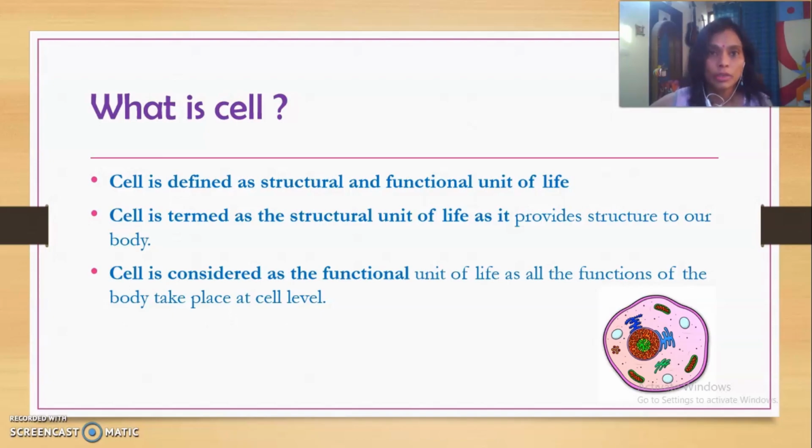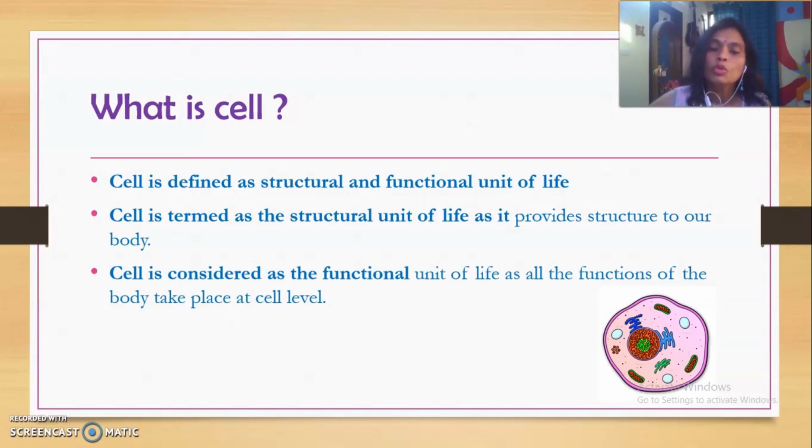The functional unit: a single cell can perform the life processes. It is living, and the life processes performed by that cell are respiration, digestion, and even the basic characteristic of living, that is reproduction. It can divide into two, and that's why we define the cell as the structural and functional unit of life. So that is all about the definition.